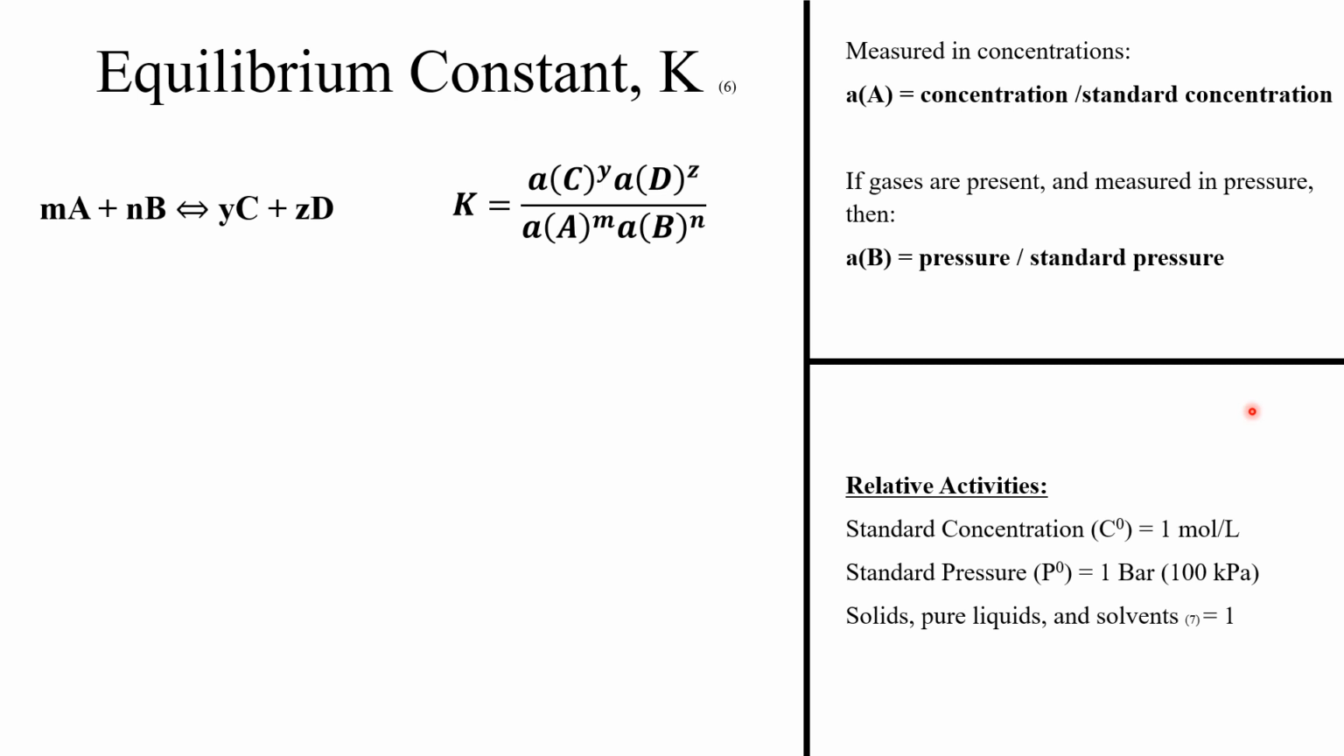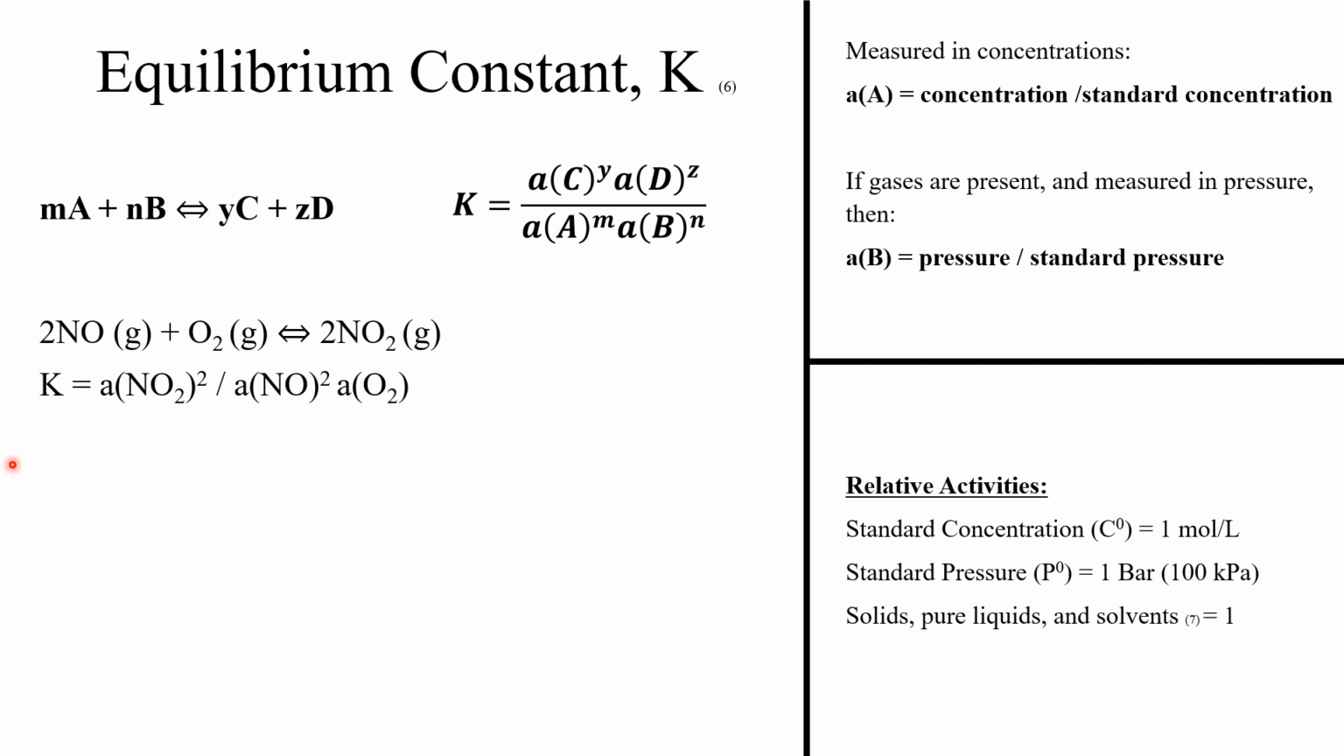And it is important to note that the relative activity of solids, pure liquids, and solvents are all equal to 1. All right, now that we understand how to format our equilibrium constant formula, let's do a couple of quick practice questions. For this first equation, we can see that the reactants are nitrogen monoxide and oxygen, and the product is nitrogen dioxide. Keeping in mind the stoichiometric coefficients, we can see that this is the formula for K, with our products in the numerator and our reactants in the denominator.